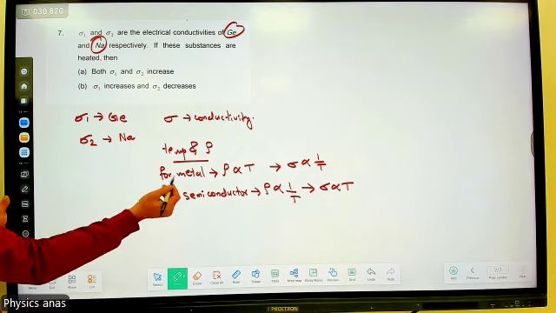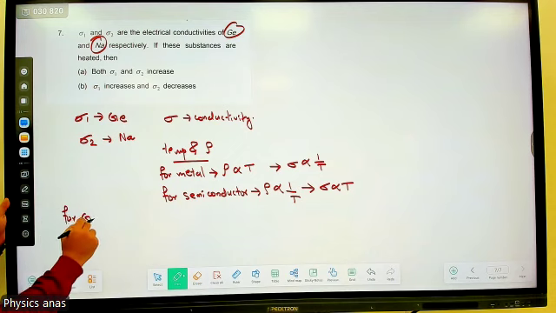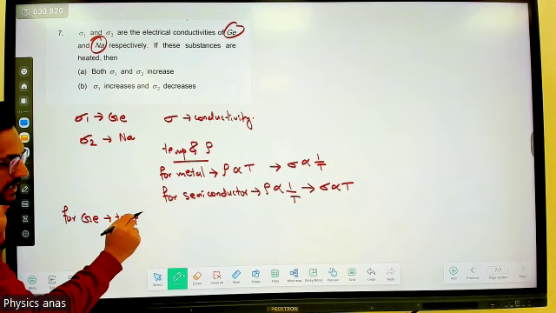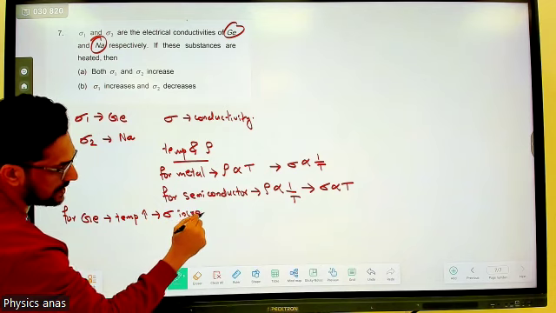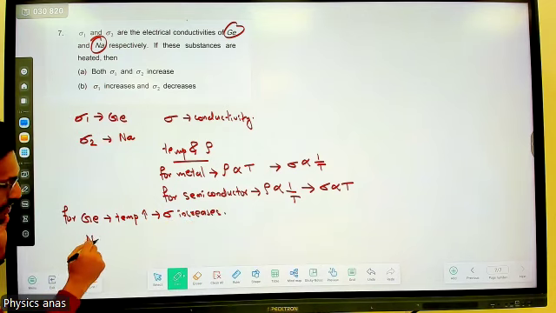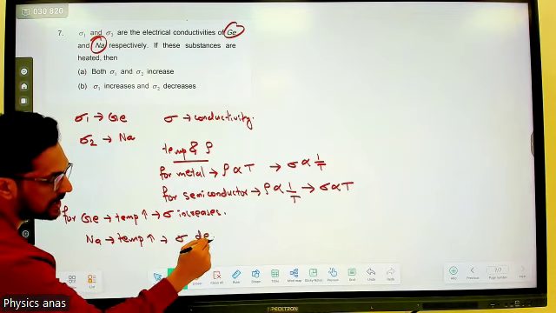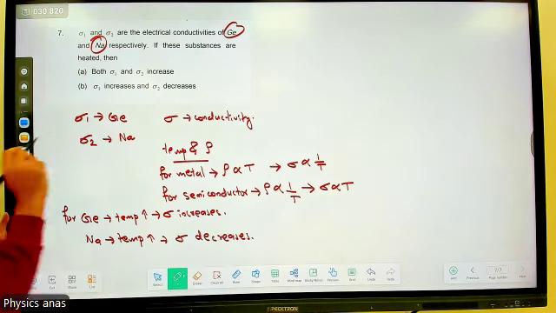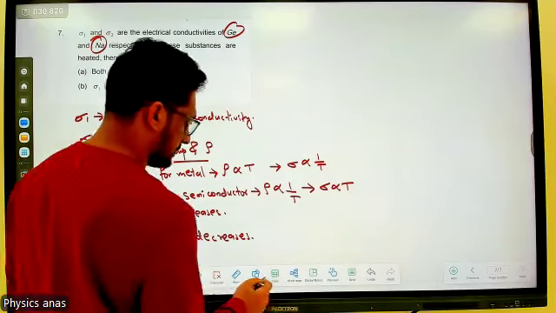So for the semiconductor germanium, what happens if temperature increases? Conductivity increases. For germanium, temperature increases, conductivity increases. For sodium, temperature increases, conductivity decreases. Clear? Understood? That's it.